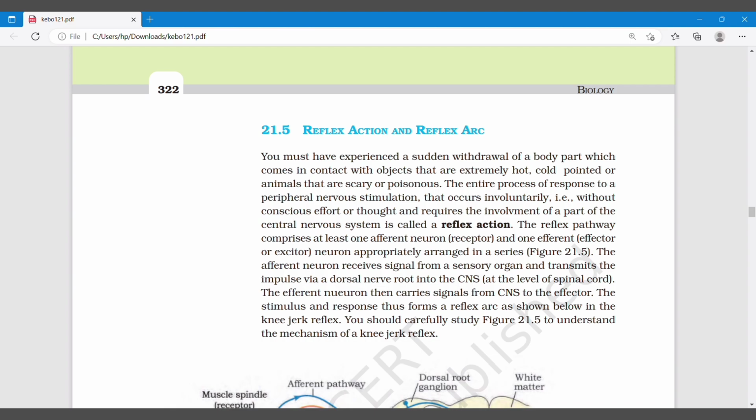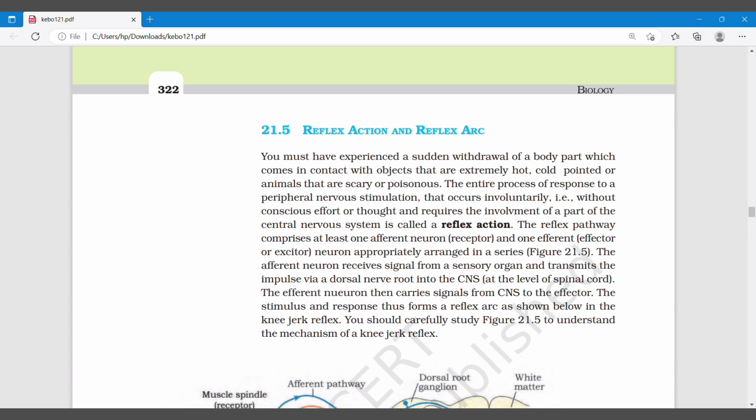The reflex pathway comprises at least one afferent neuron, that is receptor, and one efferent, that is effector or exciter neuron, appropriately arranged in a series, as given in figure 21.5. The afferent neuron receives signal from the sensory organ and transmits the impulse via a dorsal nerve root into the CNS at the level of the spinal cord. The efferent neuron then carries signal from the CNS to the effector. The stimulus and response thus form a reflex arc, as shown below in the knee-jerk reflex.